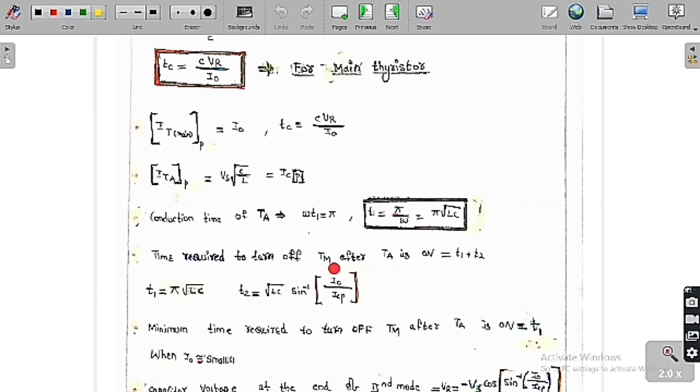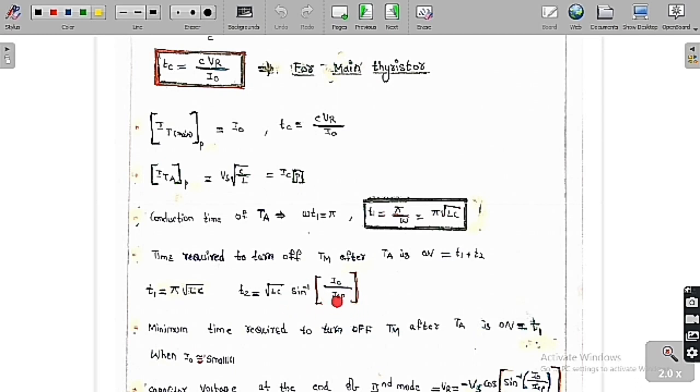Time required to turn off Tm after TA is on. So what is the time required to turn off Tm when TA is already on? Basically Tm is going to turn off after the end of mode 2. So it is T1 plus T2. T1 is the time of operation of mode 1 and T2 is the time of operation of mode 2. T1 is equal to pi into under root LC, whereas T2 is equal to under root LC into sine inverse of I naught by ICP.